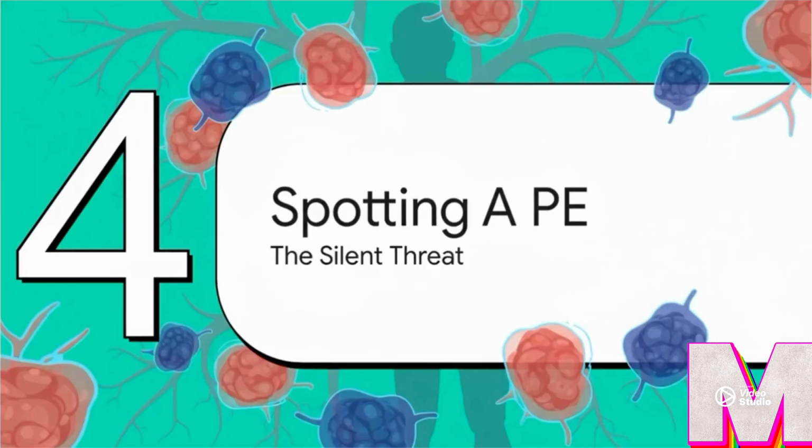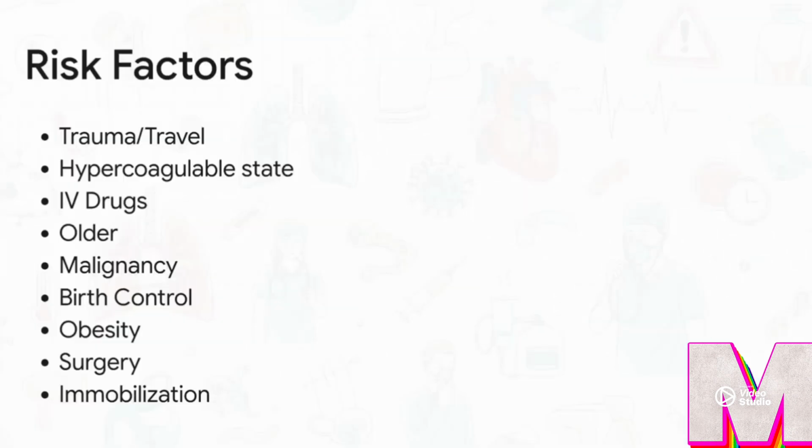Let's transition from that unexplained mystery to a very real, stealthy, and dangerous issue, spotting a pulmonary embolism, the silent threat. To catch this silent killer, doctors rely on a massive mnemonic device, thrombosis. They're mentally ticking off classic risk factors, things like recent trauma, long travel, hypercoagulable states, older age, birth control, surgery, or sickness. It's a huge list.